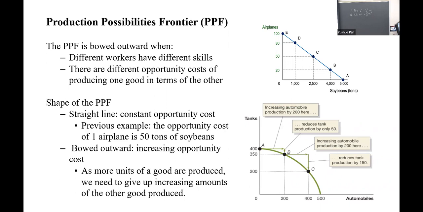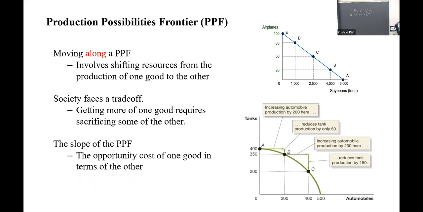The shape of the PPF: a straight line means constant opportunity cost, like what I said in the previous example. The bowed outward curve means increasing opportunity cost: as more units of a good are produced, we need to give up an increasing amount of the other good. Moving along a PPF involves shifting resources from production of one good to the other. So moving along the PPF, you give up one product and get another product. So you compare the opportunity cost and what you are going to get.